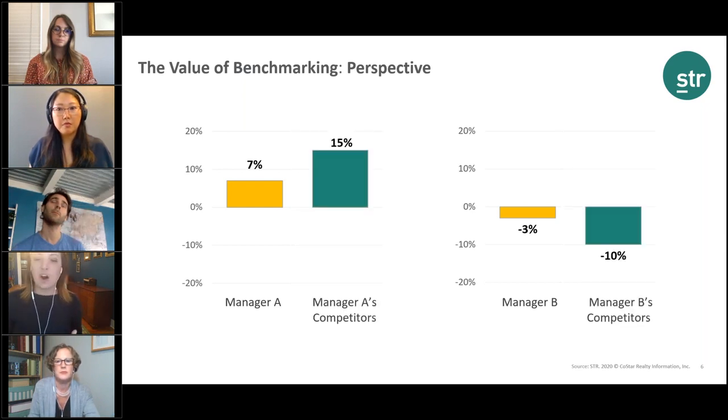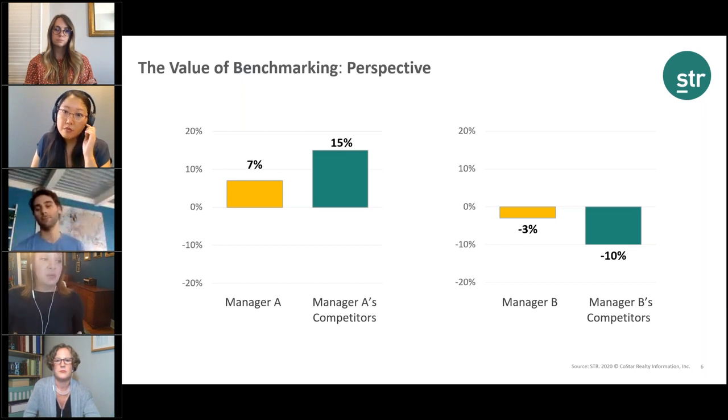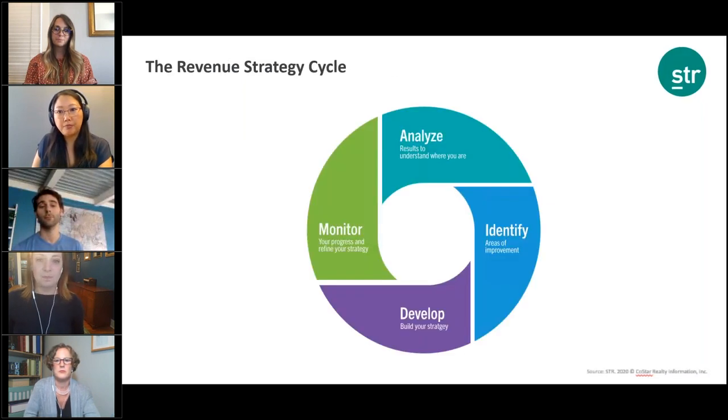So decline doesn't always mean you're failing. There's something in manager B's strategy that is mitigating the losses their competitors are seeing and helping them weather the storm, so it sets them up for success when market conditions improve. Your performance needs to be viewed within that context. Again, that is why benchmarking is so important.